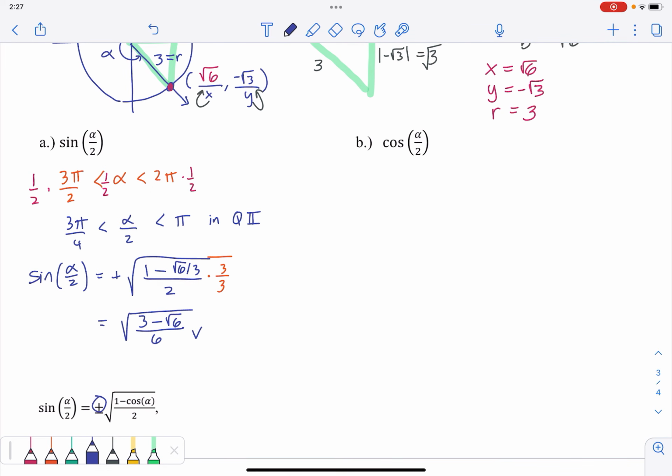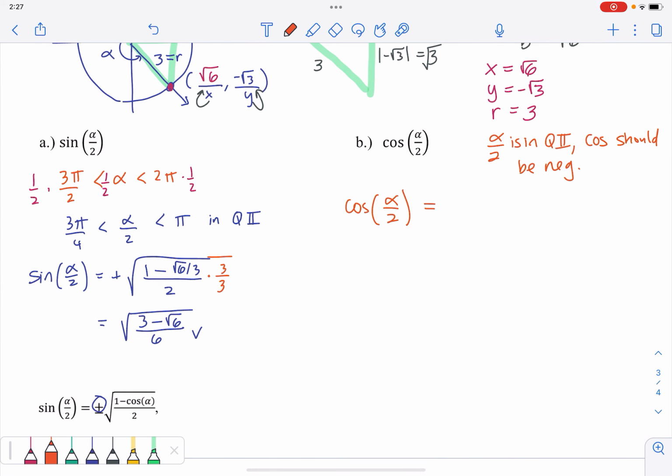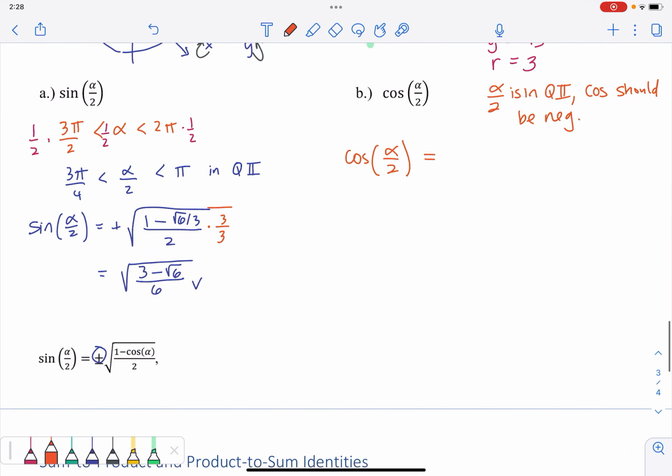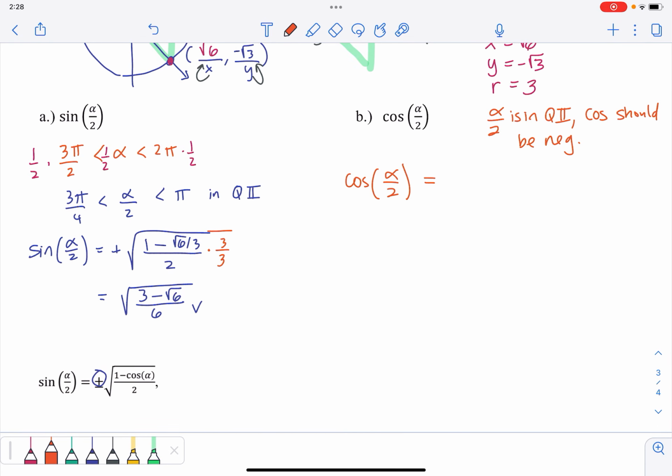Knowing what I just did in this example for part B, cosine of alpha over 2: since alpha over 2 is in quadrant 2, cosine should be negative. That's just because we are in quadrant 2. So when I write out cosine of alpha over 2, I need to pick the negative version. Let's go back up. How does this compare to the sine formula? It just has a plus where the other one has a minus, so you can probably remember that. So I'm picking the negative version.